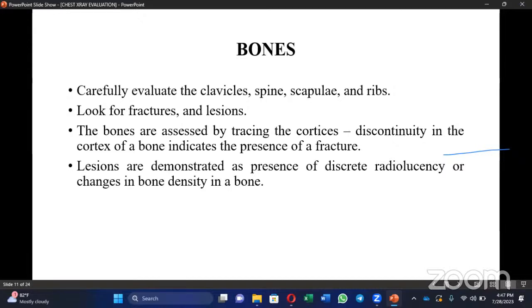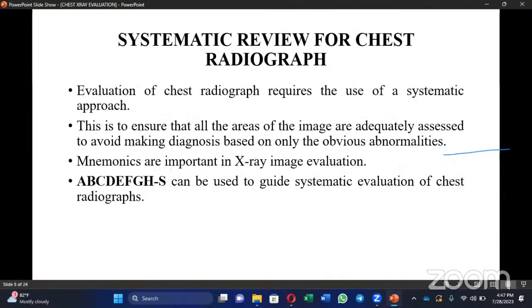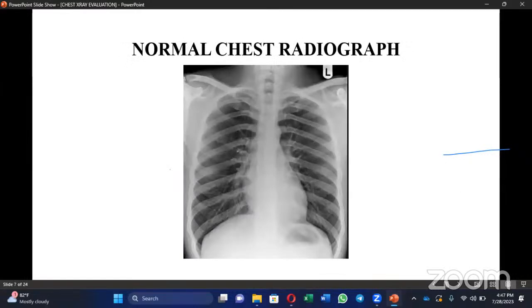So how do we assess for fractures? Fractures are looked out for by tracing the cortices of the bone. Now let's look at a bone cortex. A bone cortex is the outermost part of the bone. It is very bright white compared to the middle part of the bone, which is the trabecula. So this is the cortex where the mouse is pointing. That is the cortex. That's where I'm tracing.